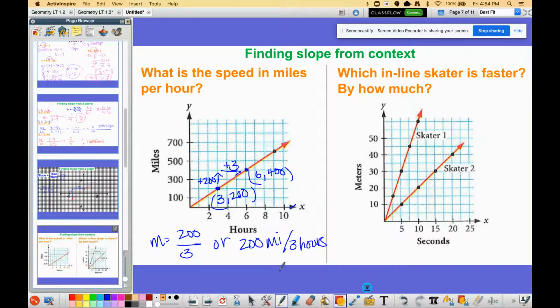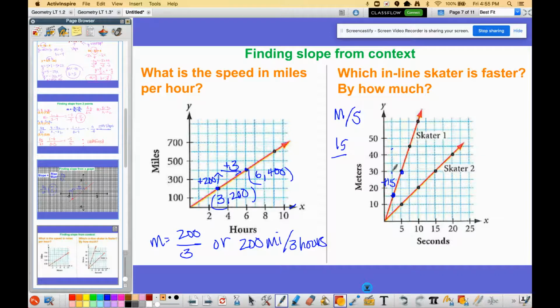You could simplify that to figure out how much that would be per 1 hour if it was asking for a unit rate. If we were looking at the second example, which inline skater is faster, you could find the slope for each one. Again, you would be doing rise over run. It's going to be meters to seconds. That's what we're looking for, meters to seconds. If I go from this point to this point, I'm at 15 up to 30. So that's plus 15.